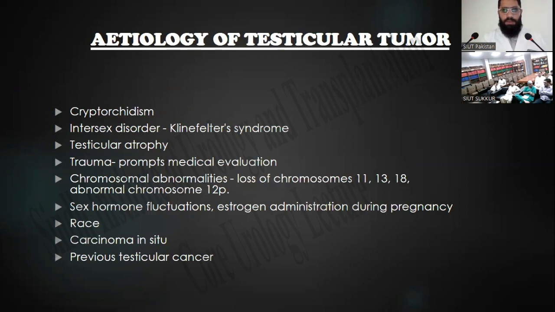The etiology of testicular tumors. Factors include undescended testes, intersex disorders like Klinefelter syndrome, testicular atrophy, trauma which prompts medical evaluation, chromosomal abnormalities like loss of chromosome 11, 13, 18, and abnormal chromosome 12p. Sex hormone fluctuations, for example, estrogen administration during pregnancy, race, carcinoma in situ, and previous testicular cancers.